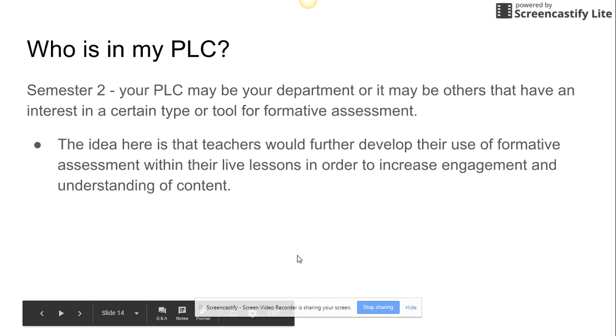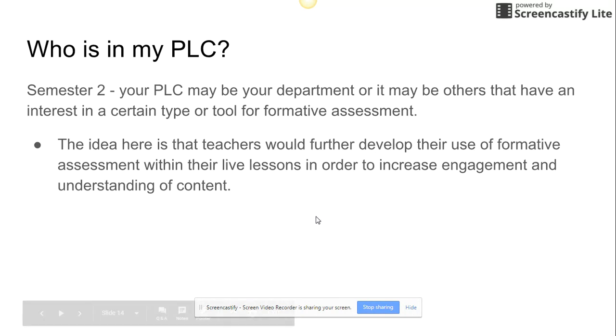Okay, sorry about that, everybody. I did not realize that the recording would end after 10 minutes, and I'm using Screencastify, the free version.